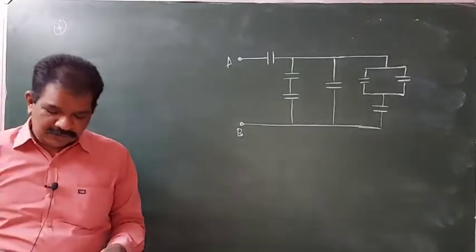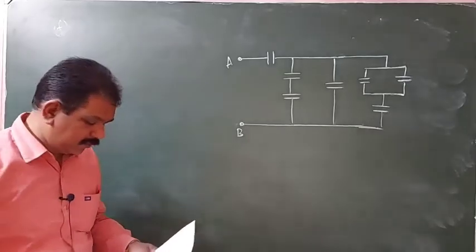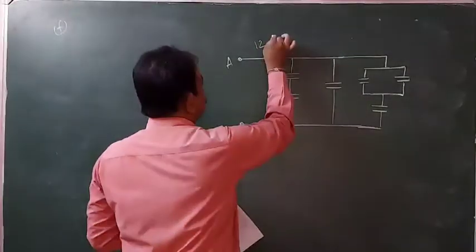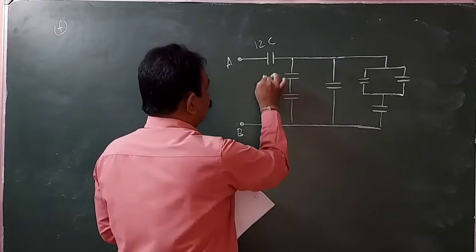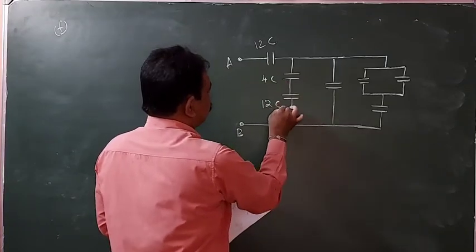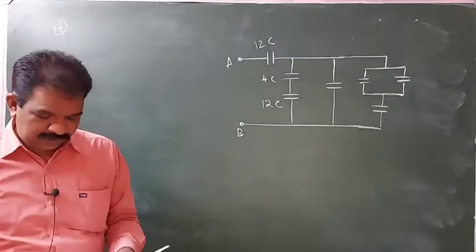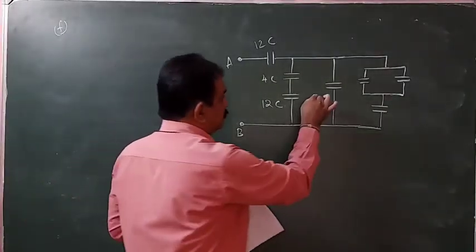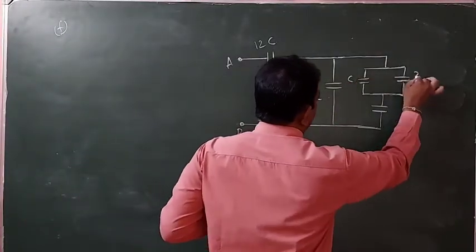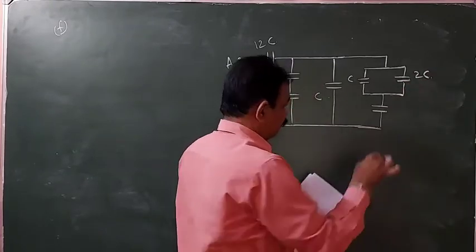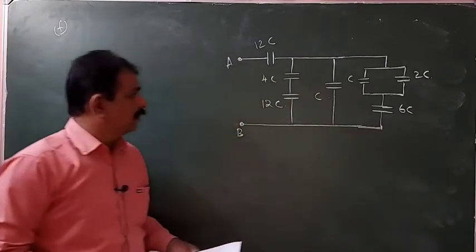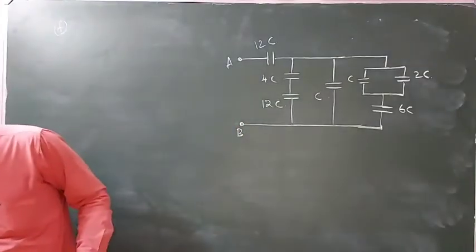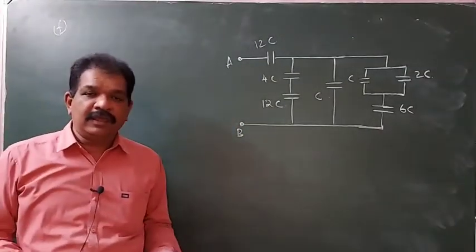Like this, one circuit is there. The values will be 12C, this will be 4C, this will be 12C, this will be C, 2C, 6C. What is the effective capacity between A and B?